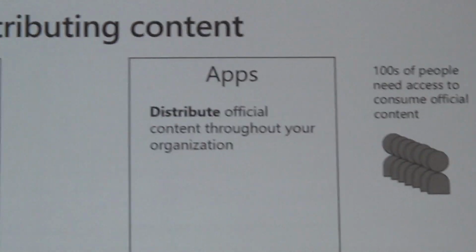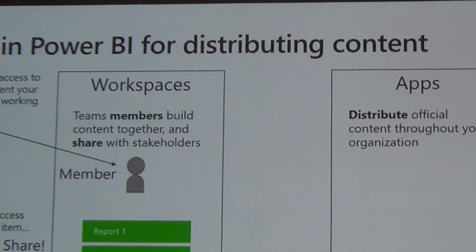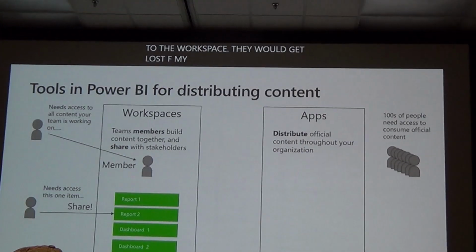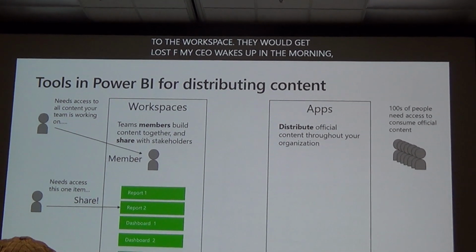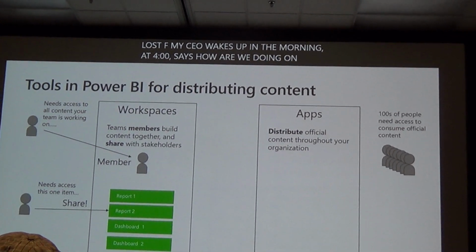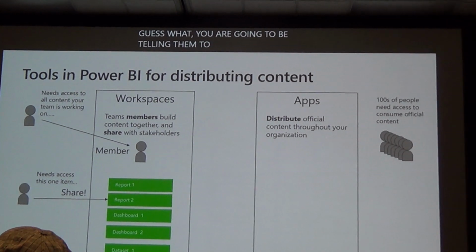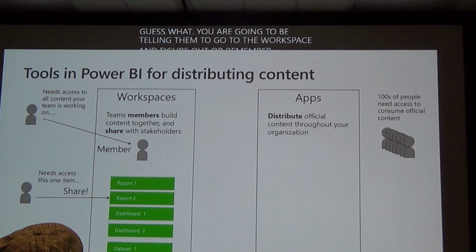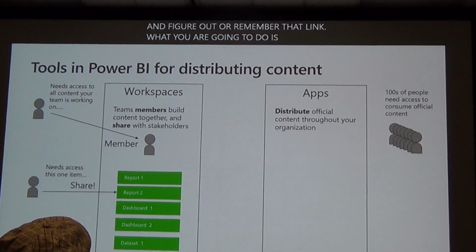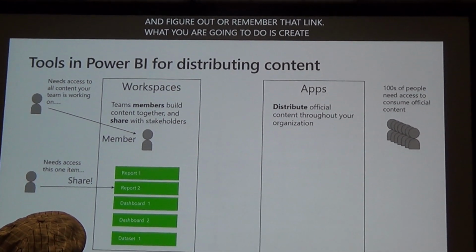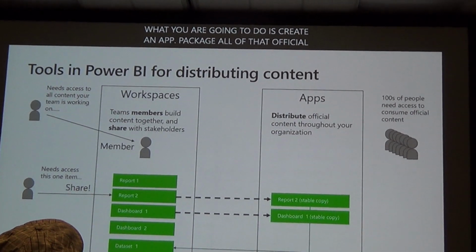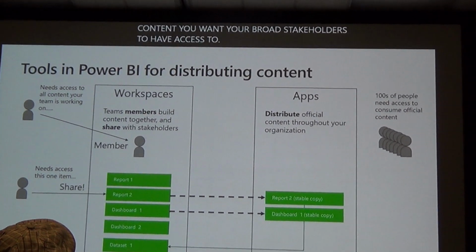If my CEO wakes up in the morning, at 4 in the morning, and says, how are we doing on Net Promoter Score? Well, guess what? You're not going to tell them to go to a workspace and figure out or remember that link you sent them in email. What you're going to do is create an app. You're going to package all that official content you want your broad stakeholders to have access to, and you're going to create that app and send it out to those users.